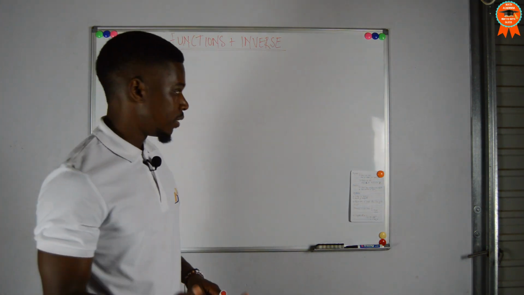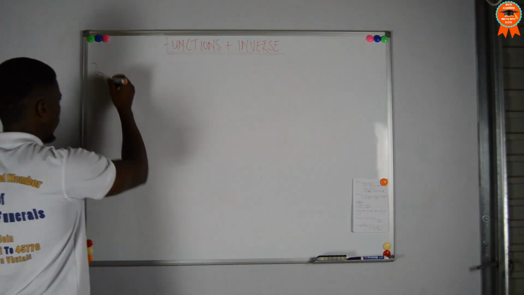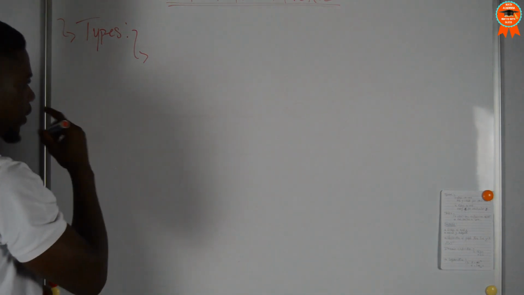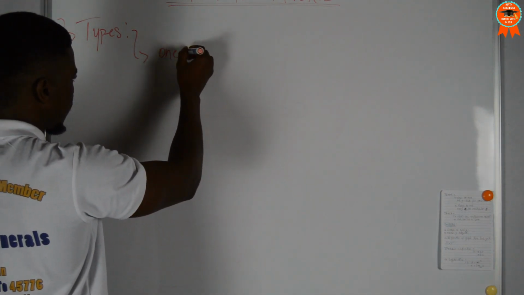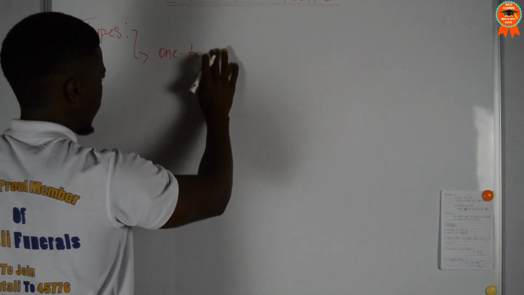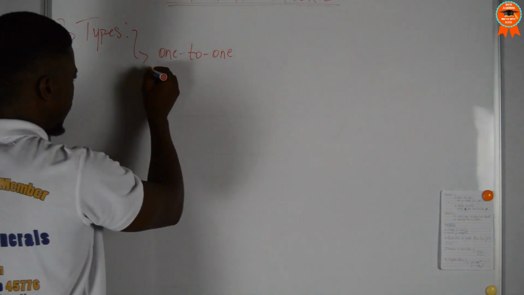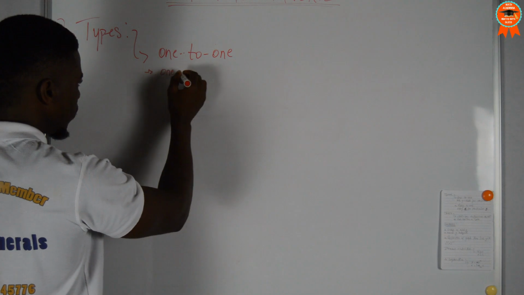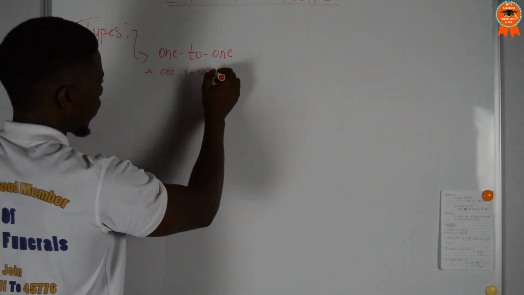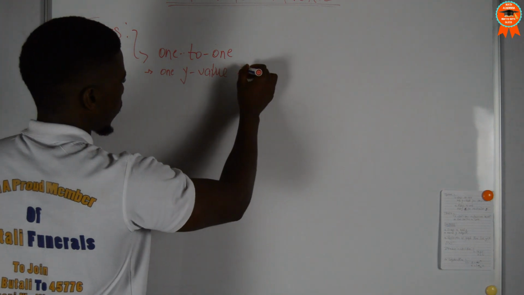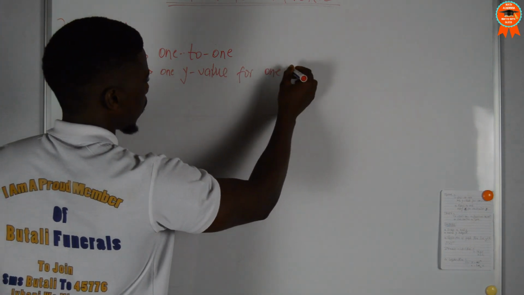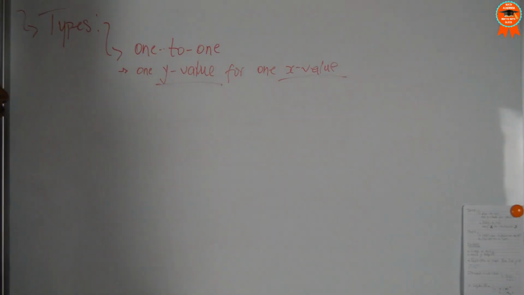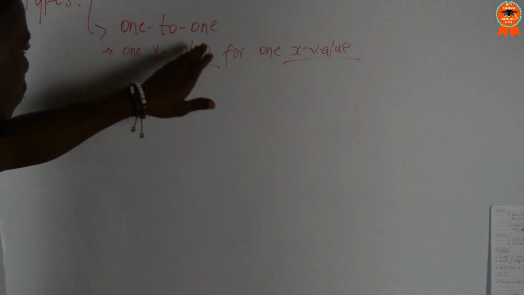What happens on an inverse function? There are types of a function. The type of a function can be one-to-one function. So what is a one-to-one function? A one-to-one function is a function that has one y value for one x value. That is a one-to-one function.